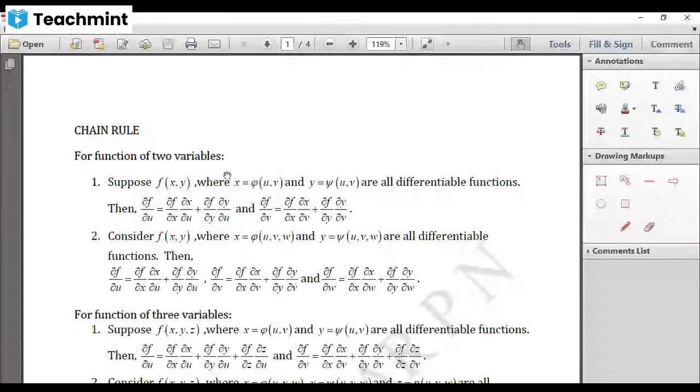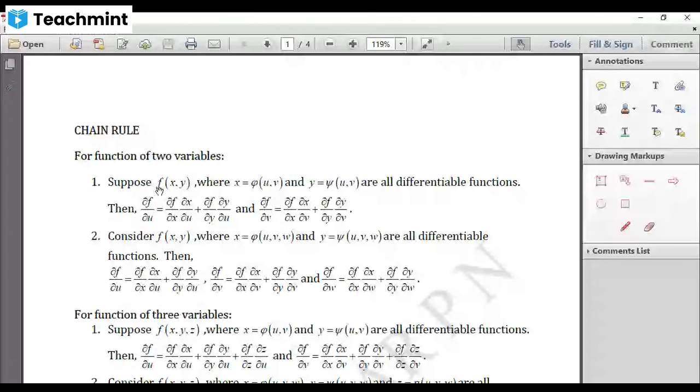Suppose you have a function, say f of x, y, and here x is dependent on u and v, and y is also dependent on u and v. That is, x is given by a function phi of u, v. That means this is an equation involving variables u and v, and y is a function involving variables u and v. Then how are you going to find the derivative?